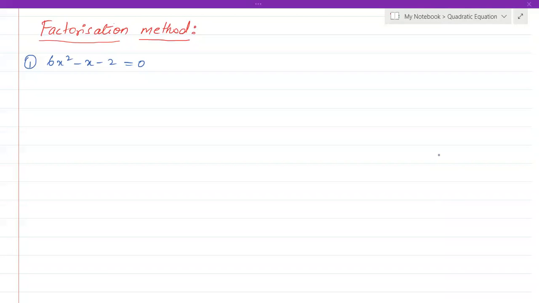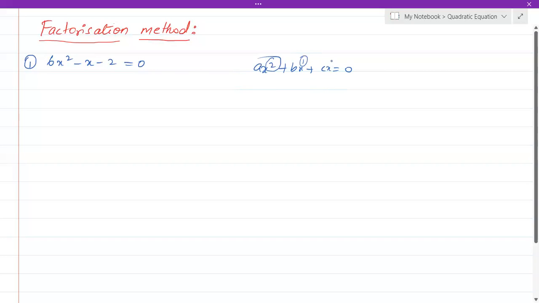So we have taken a question. We are going to solve it by factorization method. Okay. So the quadratic equation is 6x square minus x minus 2 equal to 0. And remember the very first step is to check whether it is in its standard form, or in simple words, whether the powers are in decreasing order. If you observe, the standard form is ax square plus bx plus c is equal to 0. You get the highest power 2 first, then 1, then the constant number.